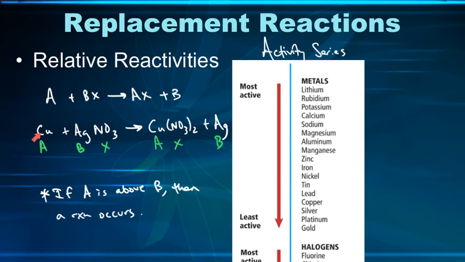So if we look here, if copper is my A and silver is my B, if I come over here and label those things, here is copper, it's A. Silver was B, we said. Well, is A above B? Yes, copper is above silver, so this reaction will happen. If you try to go backwards and have it go the other way, then silver would be above copper, and you would get no reaction. So that's how we use this chart here.